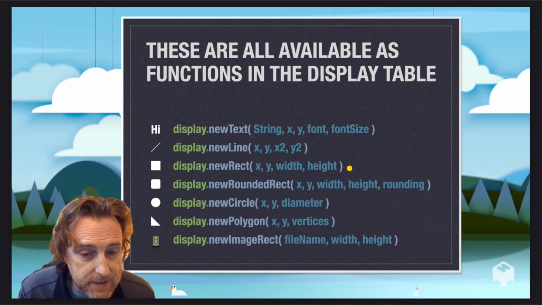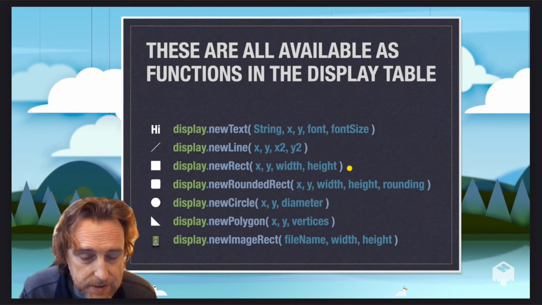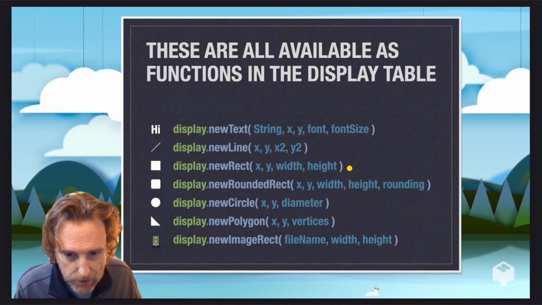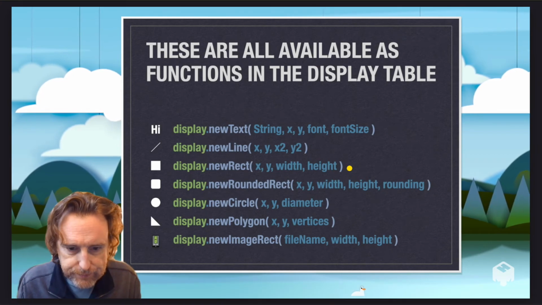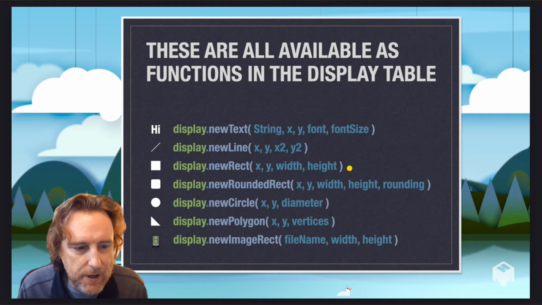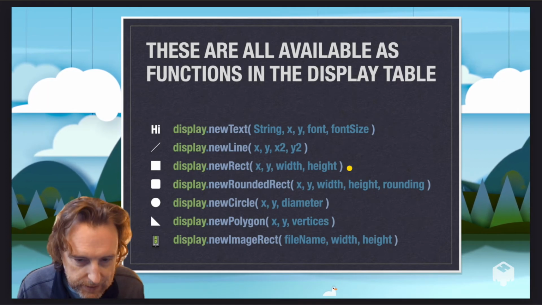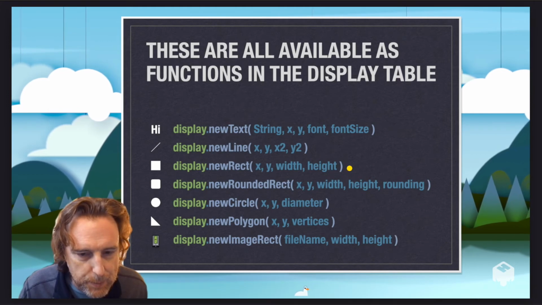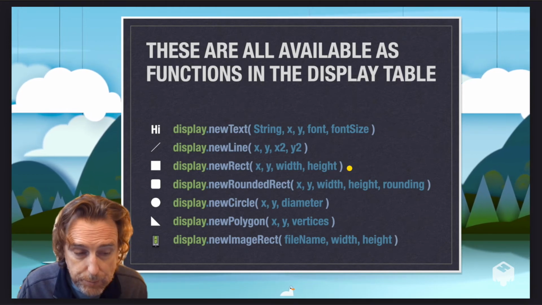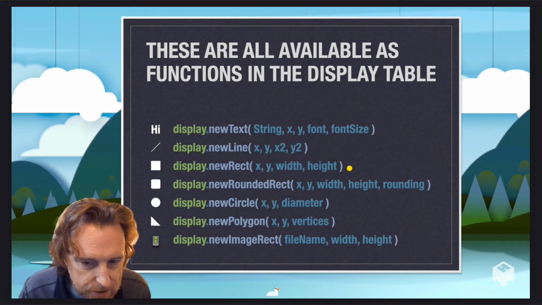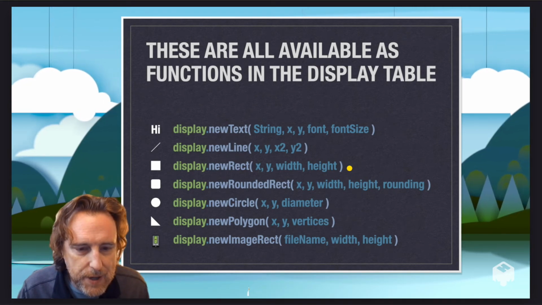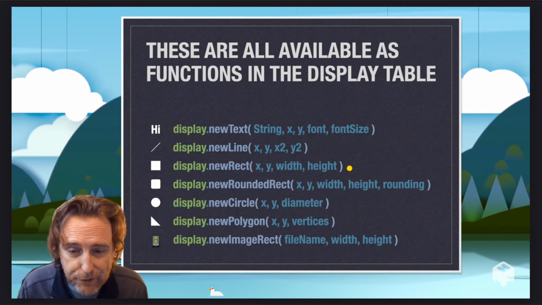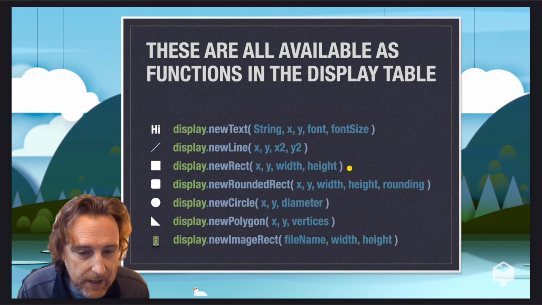New circle takes the XY, which is again the center, and then the diameter of the circle in pixels again. Polygon is a little bit more complex, so we'll go over that in a little more detail. But you do pass it an XY value, which represents the center of the polygon. And then you pass it a table of XY values representing the vertices or the points that define the polygon shape. New image rect is what we'll use to display images on screen. You pass it a file name and a width and a height.